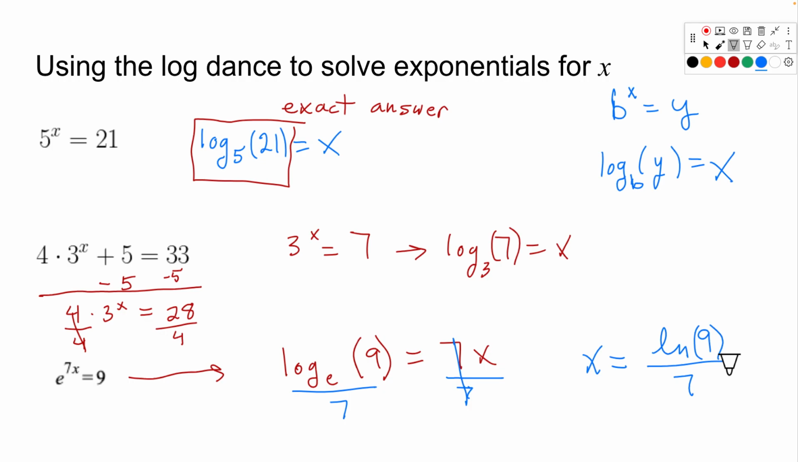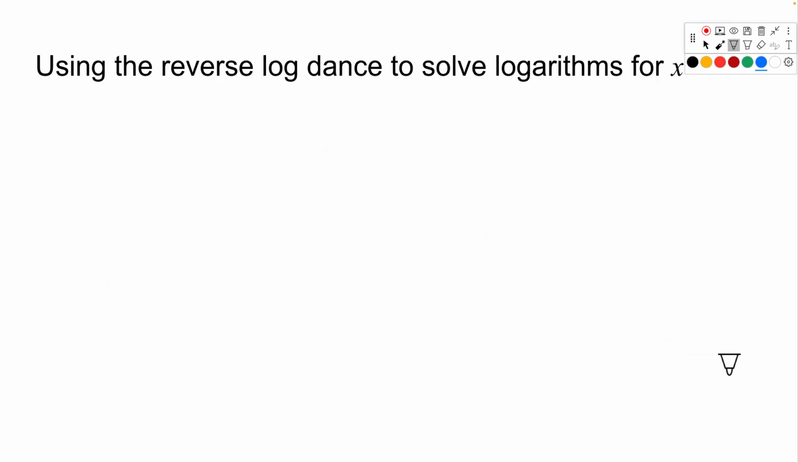Okay, so we've got exponentials. We could get them to be the same base, and then the exponents are equal. We can use the log dance if we can isolate the exponential and then use logarithms to solve. And then we can also get it to work the other way. So if you can do the log dance, you can do the reverse log dance, right? If we've got logarithms, we can turn them into an exponential, and a lot of times that will solve for x.